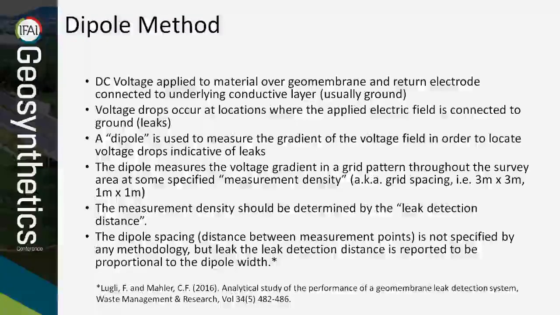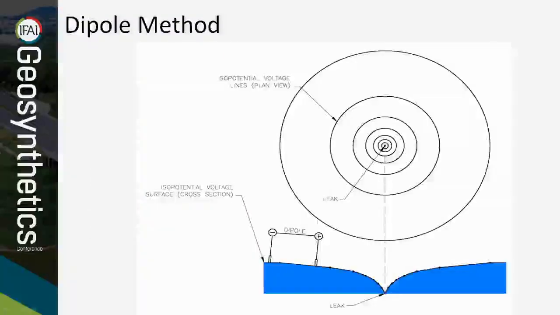So this paper is a field examination of the dipole spacing. Both a plan view and a cross-section of what the voltage field does over a leak is shown here. This bullseye pattern has very tight contours in the isopotential voltage lines right over a leak. And the surface will sharply decrease over a leak and then sharply increase the gradient of the potential surface.